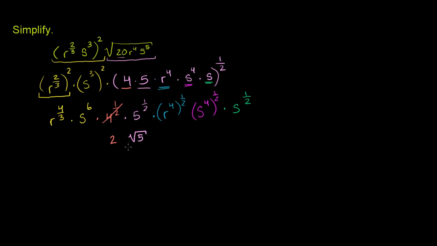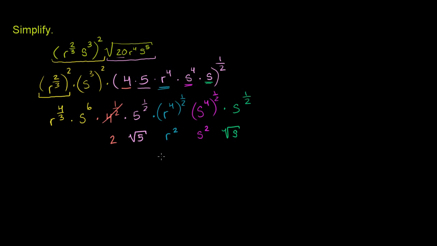R to the 4th to the 1/2. 4 times 1/2. There's two ways you could think about it. 4 times 1/2 is 2, so this is r squared. Or you could say the square root of r to the 4th is r squared. So this is r squared. Similarly, the square root of s to the 4th, or s to the 4th to the 1/2, is also s squared. And then this s to the 1/2, let's just write that as the square root of s. Just like that.